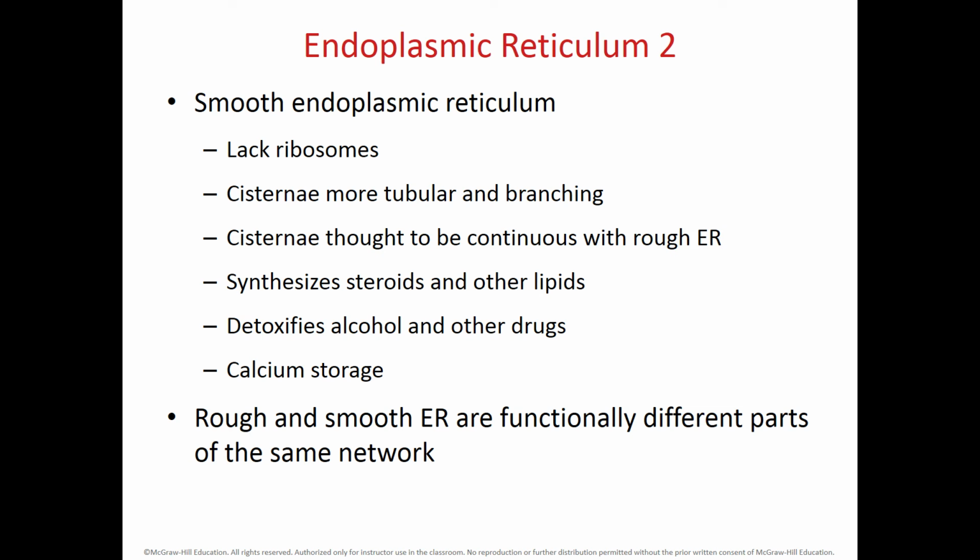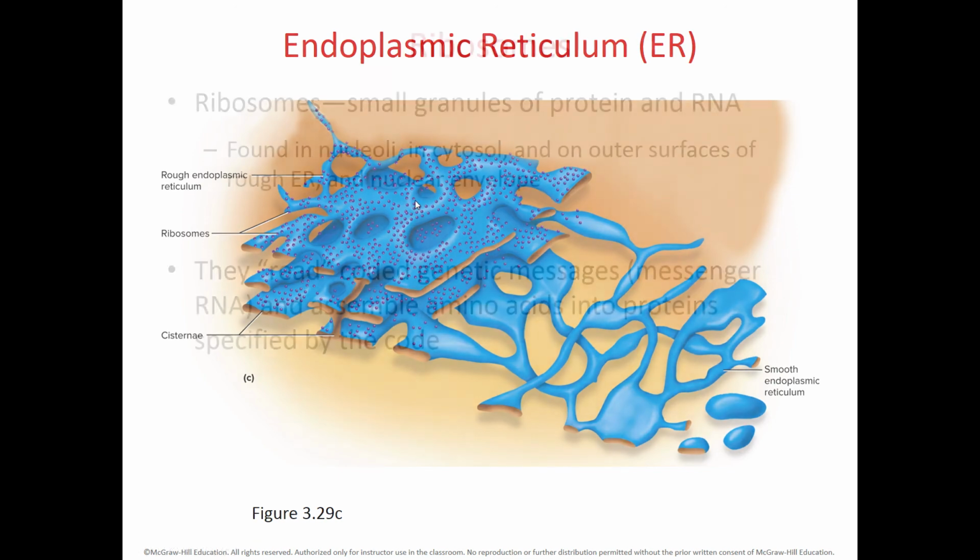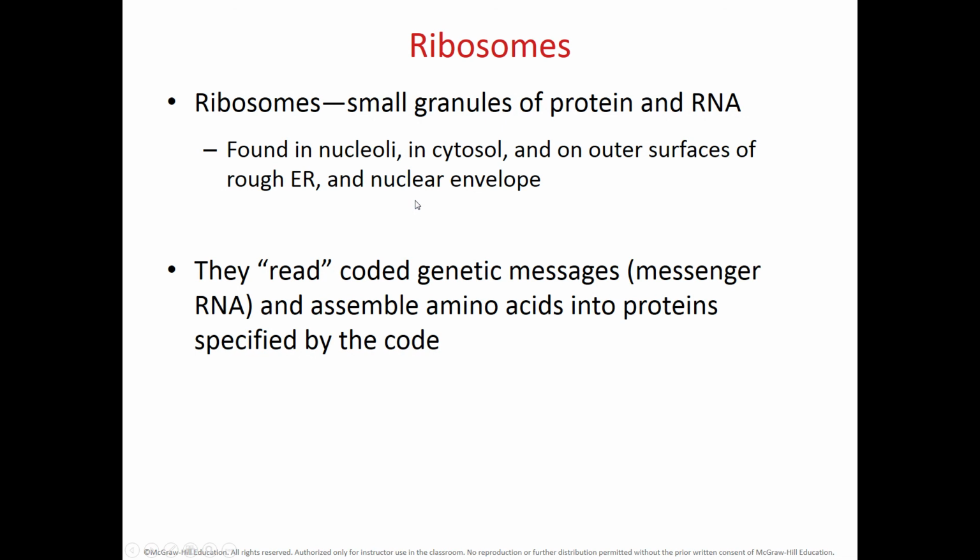Also, smooth endoplasmic reticulum serves as a storage for calcium, and rough and smooth ER are functionally different parts of the same network. So you can see here this network of endoplasmic reticulum. The one with ribosomes is the rough endoplasmic reticulum, or RER, and the one without ribosomes is the smooth ER. So the smooth ER doesn't make proteins, but the rough ER makes proteins because it has the ribosomes.